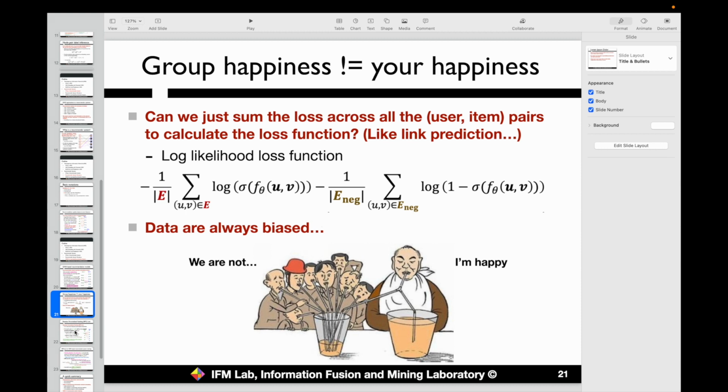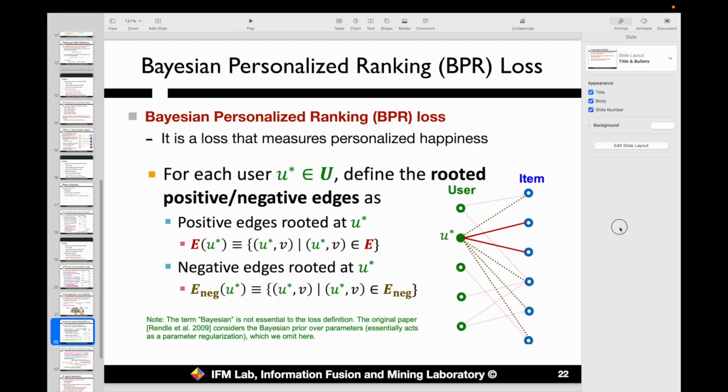So to handle this kind of problem, we have to consider defining the loss function in another way instead. For building a recommender system, a more common way of defining the loss function is to use the Bayesian personalized ranking loss function. This loss function tries to measure the quality of the recommendation services for each user instead. In other words, this is a loss function that measures personalized happiness.